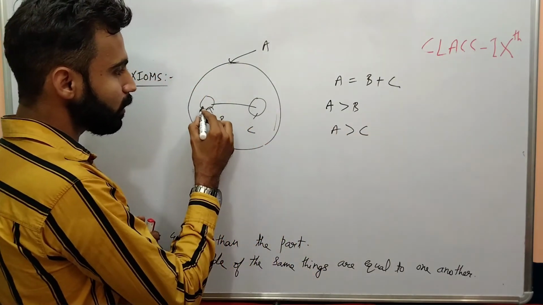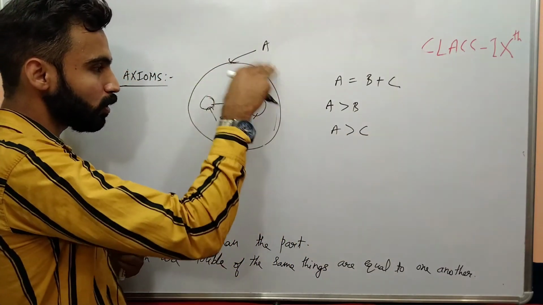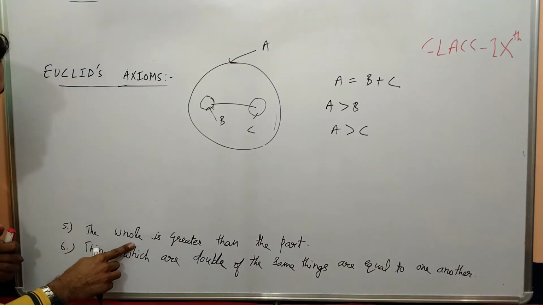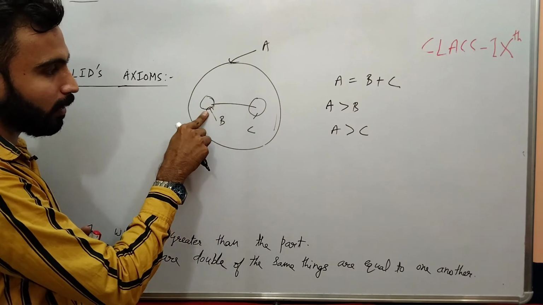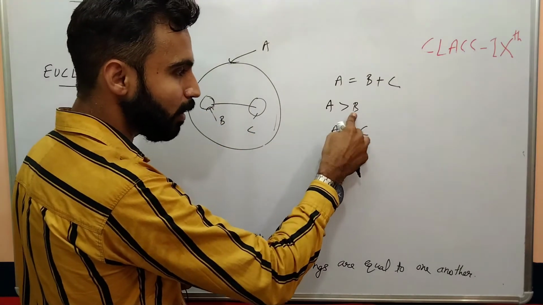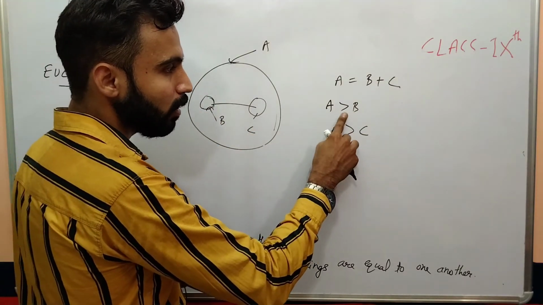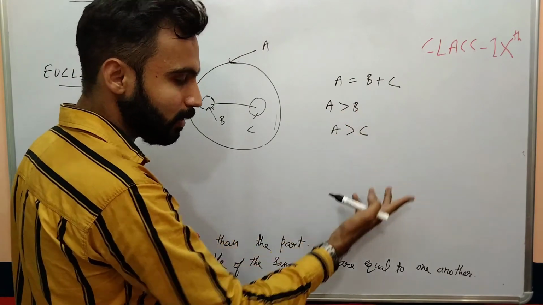So you can see this is the part of a circle and this is the whole circle. So again we read it that the whole is greater than a part. That means this whole is going to be greater than the part, that can be B or you can say C. So A is clearly greater than B, or you can say C.